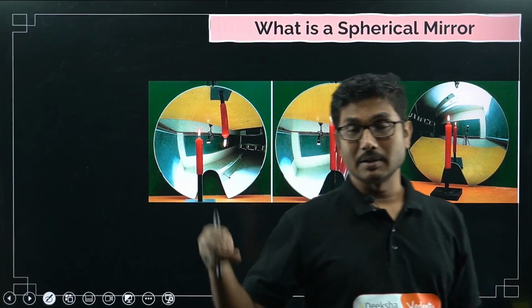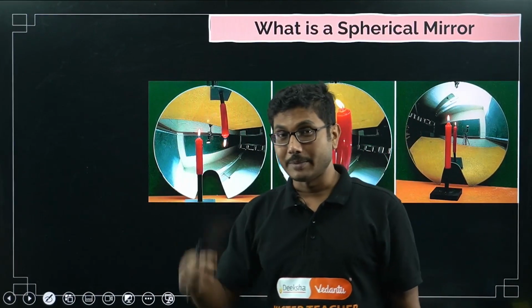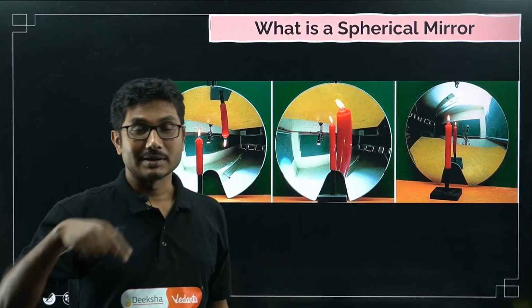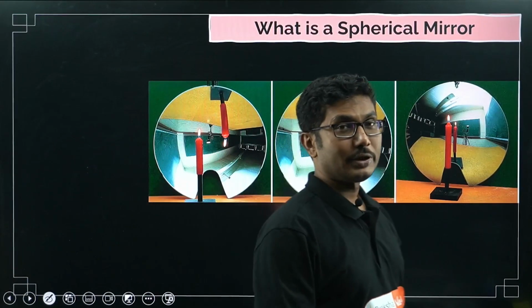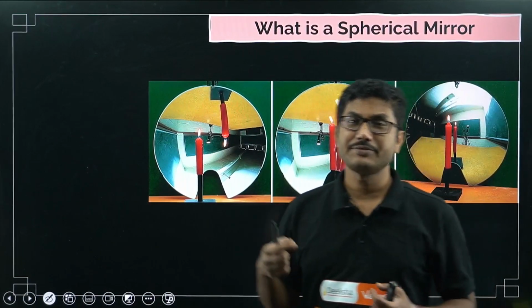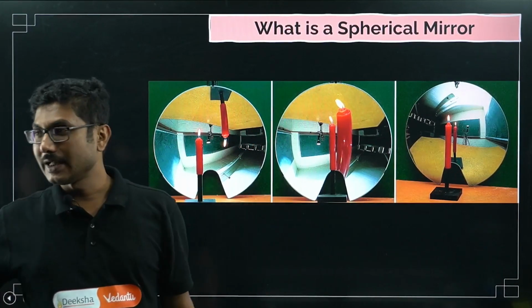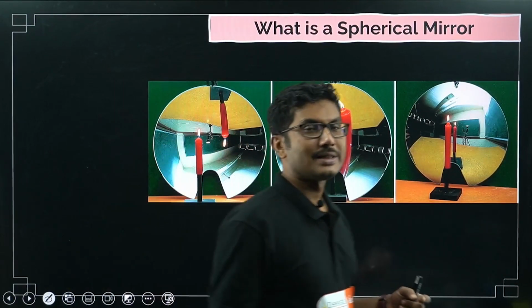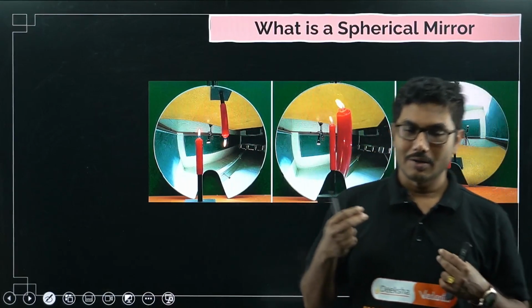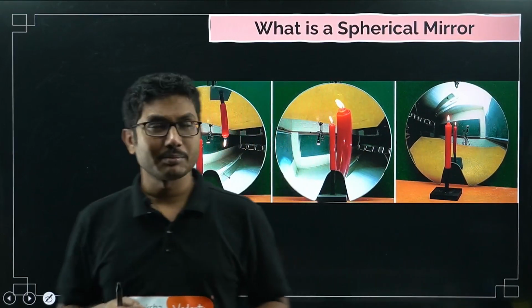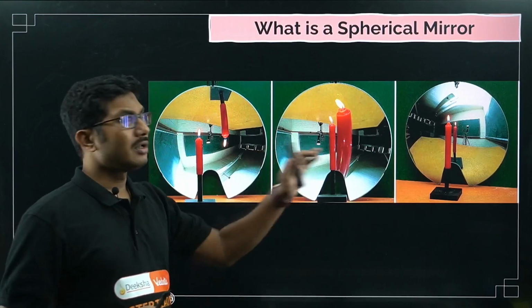If you are living in a multi-story building, at the basement you will see circular mirrors installed. Those are actually convex mirrors, part of a spherical mirror, so that you can see whoever is coming from this side and from this side, both ways. We will see that in our application portion. Otherwise, these are all spherical mirrors.